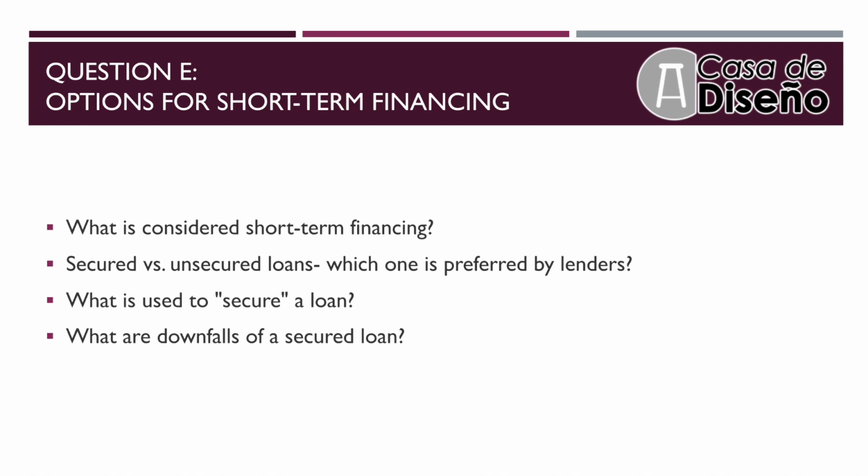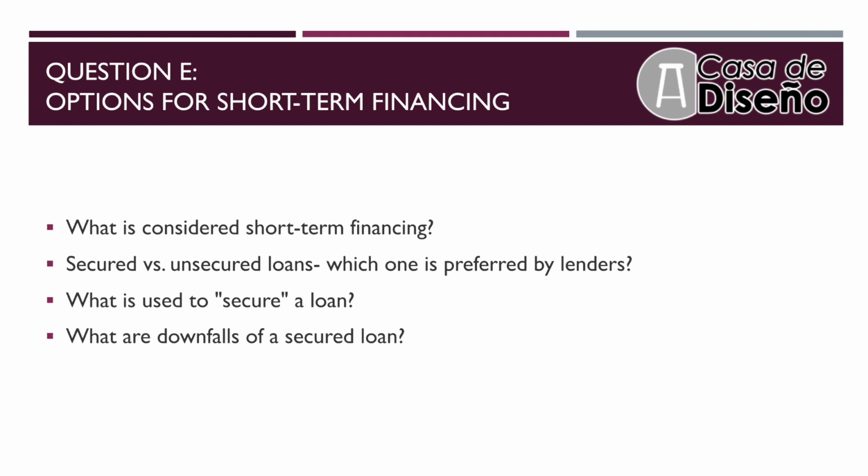One might think that a secured loan is preferred because there's tangible items tied to it. However, the secured loans are more cumbersome for the banks to process due to paperwork, etc. So there is usually additional fees tied to the amount of the loan. So unsecured might be a better option for some companies. What is used to secure a loan? Again, accounts receivable and inventory usually.